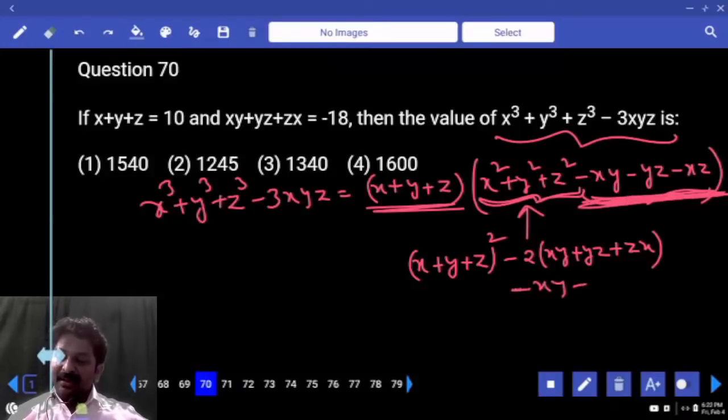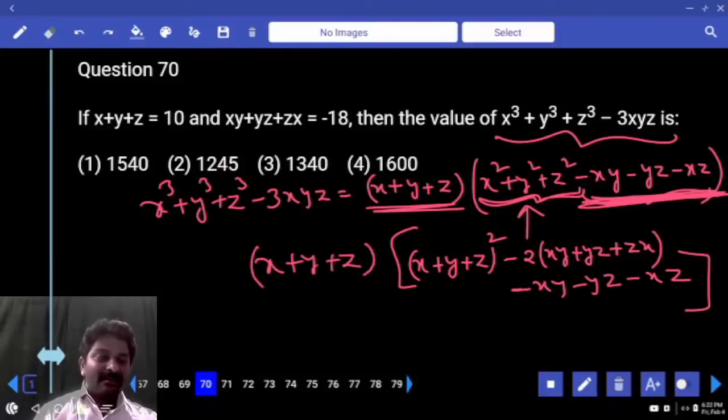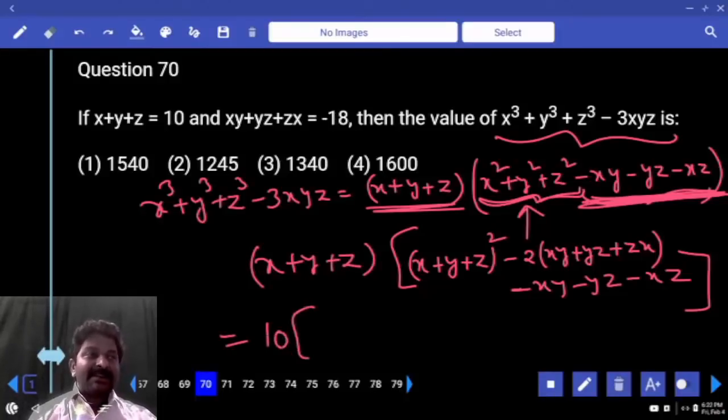Minus xy minus yz minus xz. Correct? So this value is multiplied by x plus y plus z. Okay, now what is x plus y plus z? 10 into (x plus y plus z) whole square. 10 square is 100. Next.